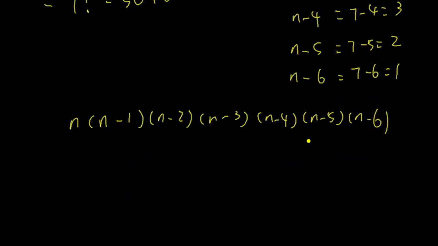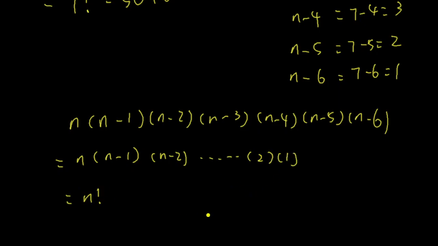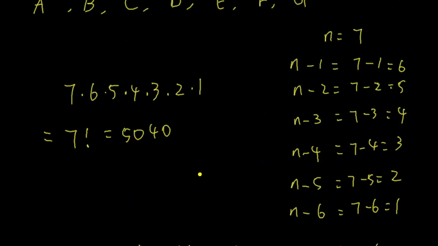Well, since 7 is n, this is just 2 and 1. So what is that equal to here? I can write it like this: n times n minus 1 times n minus 2 times, at the end, times 2 times 1. So that is equal to n factorial. So I can write it like this.